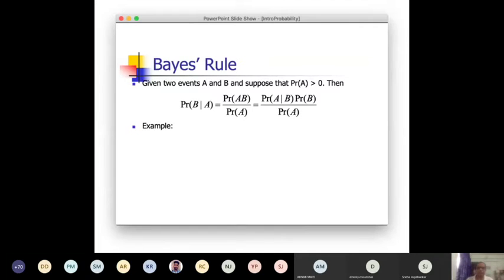That means you are considering the joint probability of A and B, and then you divide by the probability of A, or even the joint probability of A and B can be expressed in the numerator, as you have seen, as the probability of A given B.